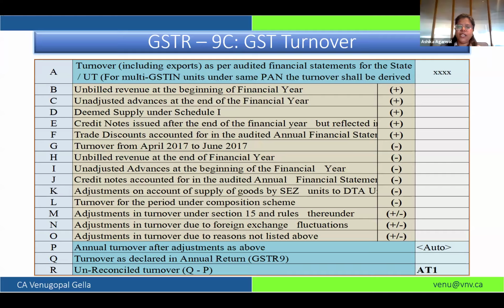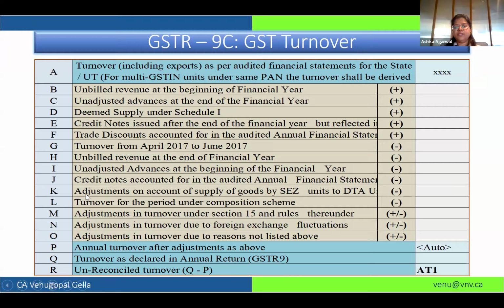Second, a time-barred credit note means a credit note which is issued beyond the due date. Like for 24-25, 30th October is the last date to raise a credit note against an invoice raised for 24-25. So if you are raising any credit note for 24-25 beyond October, then it will be a financial credit note and it will be reported here.